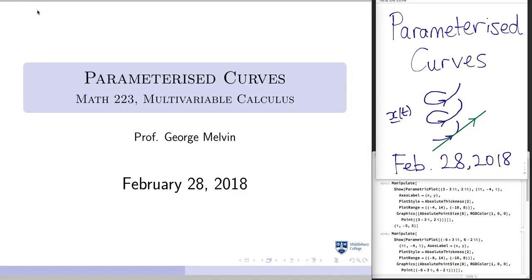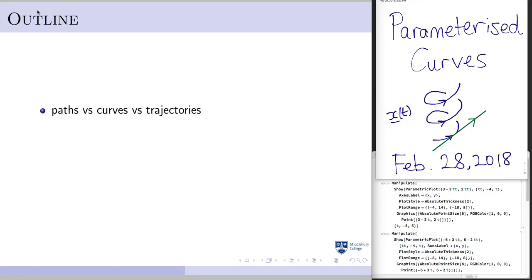We're going to discuss parameterized curves. Today we'll look at the difference between the notion of a path, the notion of a curve, and the notion of the trajectory of a path. We'll also introduce ourselves to velocity vectors, and we'll start doing some differentiation again.